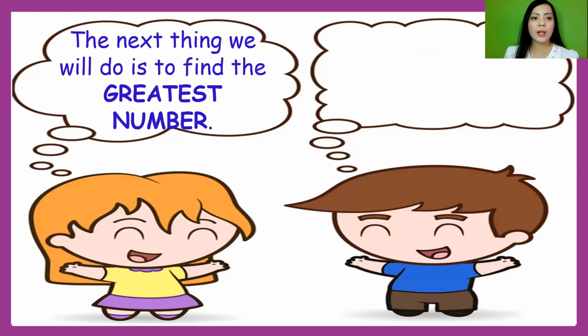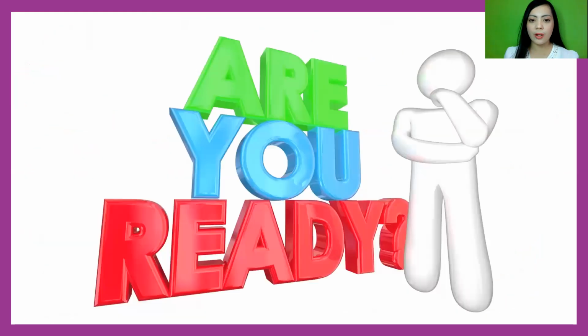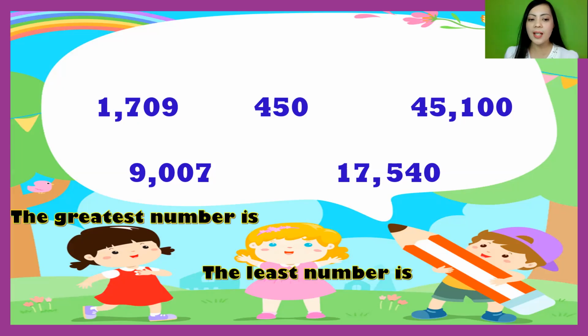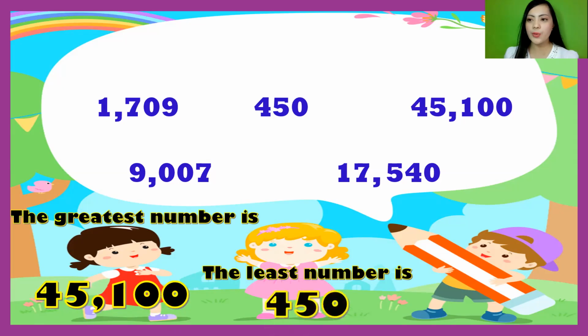Now, the next thing we will do is to find the greatest number. I will give you sets of numbers. You find what is the greatest and find the least number too. All right, are you ready? Let's start. These are the numbers: 1,709, 450, 45,100, 9,007, 17,540. What do you think is the greatest number? And what do you think is the least number? Yes, the greatest number is 45,100. The least number is 450.